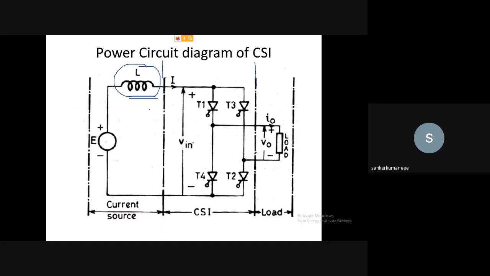It will make the input current a constant one, so it is a current source inverter. We have to convert the voltage source into a current source by connecting an inductance of high value in series. The purpose of the inductance is to maintain the input current as a constant source. So the input is a stiff current source, and the output is also a perfect square waveform. That is, the output current is also a constant one. Here also, for the positive half cycle of the output current, T1 and T2 will be conducting, and for the negative half cycle, T3 and T4 will be conducting.